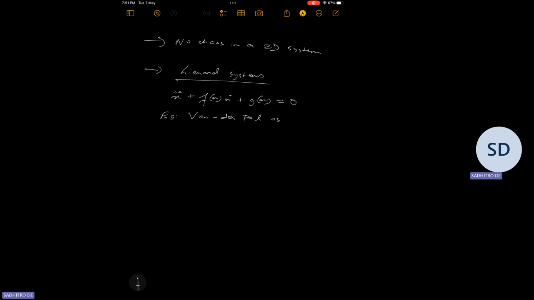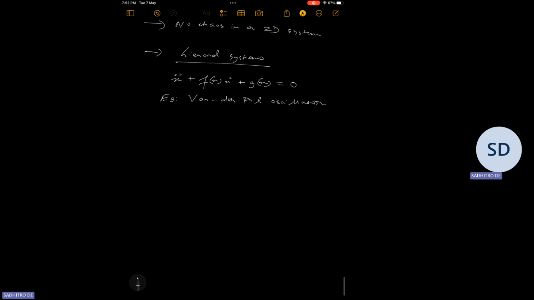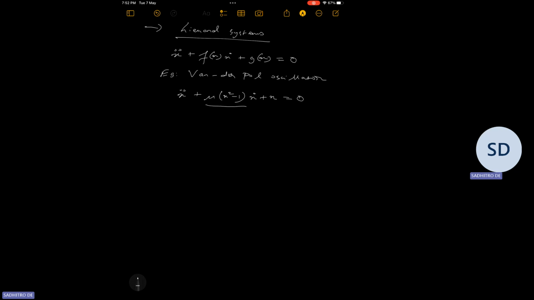The van der Pol oscillator is an example of a classic nonlinear oscillator which has been used for modeling various types of nonlinear oscillating circuits. They have also been used in biophysics for modeling the firing patterns of neurons and so on. The van der Pol oscillator is given by the equation x double dot plus mu into (x square minus 1) x dot plus x equal to 0. So this is f of x and this is g of x for the van der Pol oscillator.